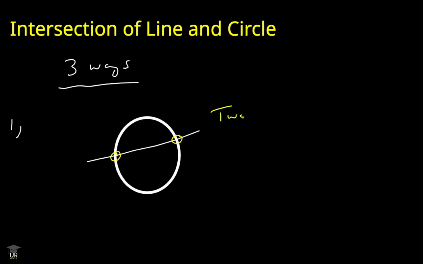So two distinct points, because these two points are different. So two distinct points and real. So we call them real and distinct roots.